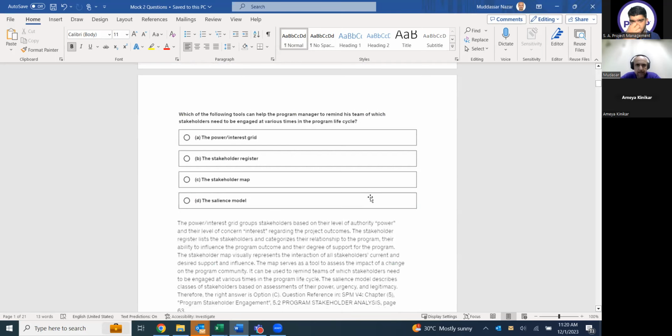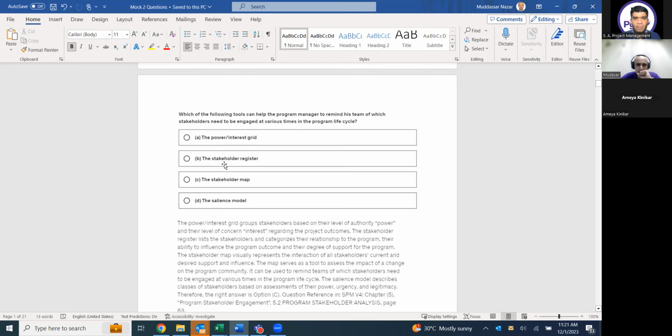The next one is: which of the following tools can help the program manager remind his team which stakeholders need to be engaged at various times in the program lifecycle? The power interest grid, stakeholder register, stakeholder map, salience model. The power interest grid is used to prioritize the stakeholders. Yes, stakeholders we need to engage at various times.